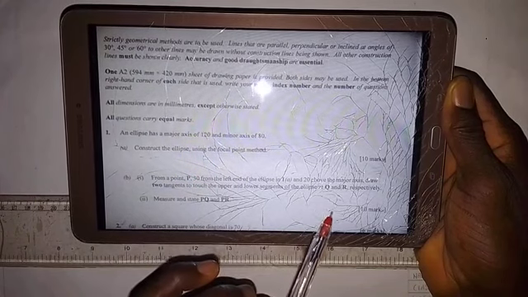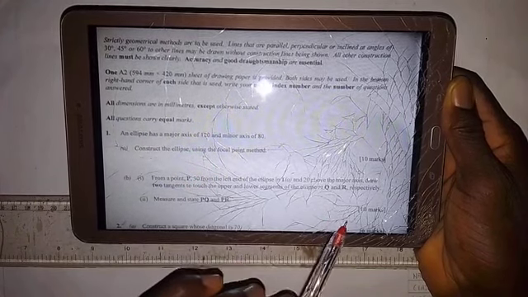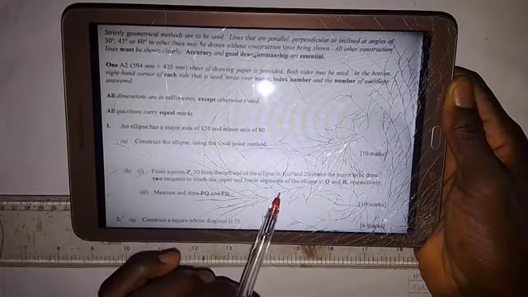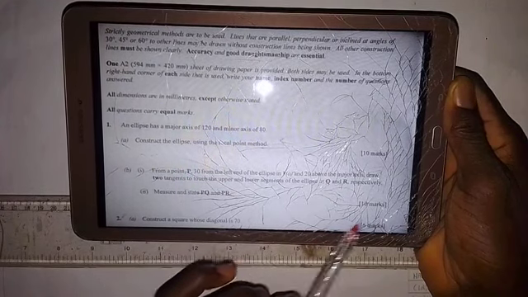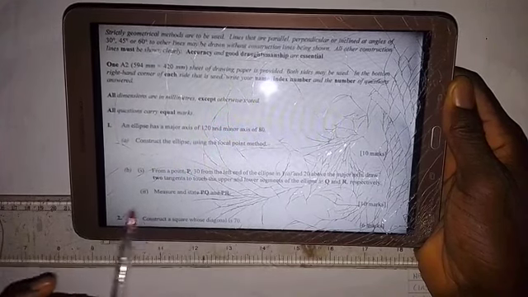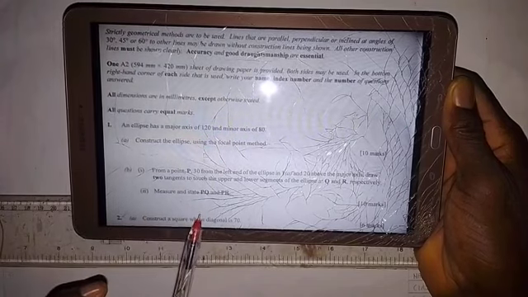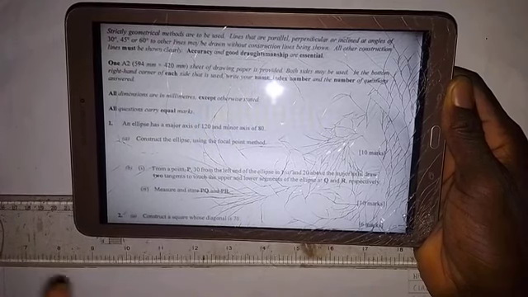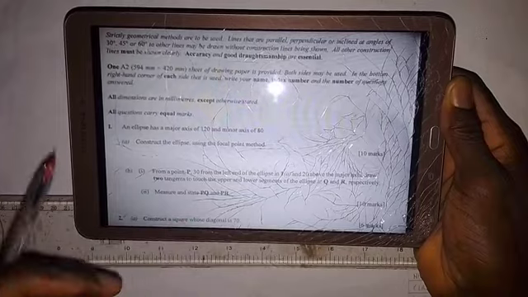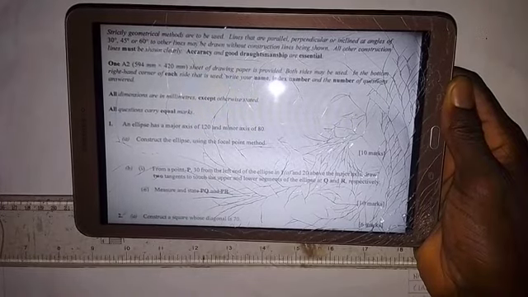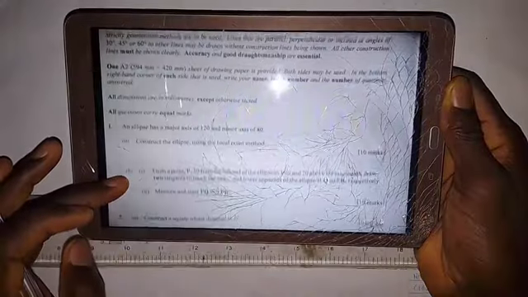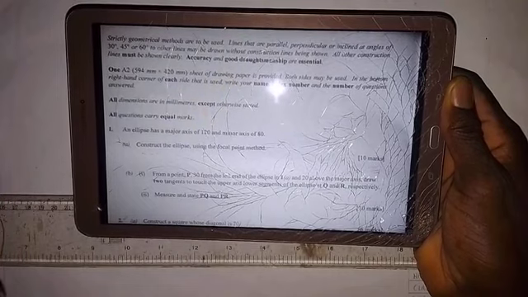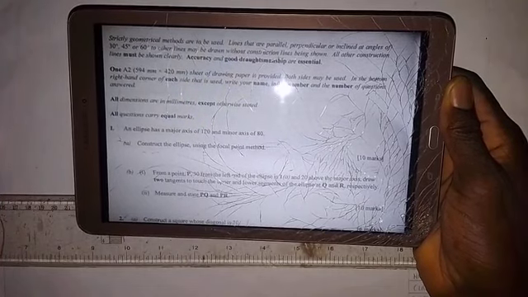above the major axis. Draw two tangents to touch the upper and lower segment of the ellipse at Q and R respectively. And question B, Roman figure 2, says that we should measure and state PQ and PR. Okay, so that is the question that we are asked to solve, and in total we have 20 marks for that. So let's start and see how we can construct the ellipse using focal point method with major axis 120 and minor axis 80 millimeters.